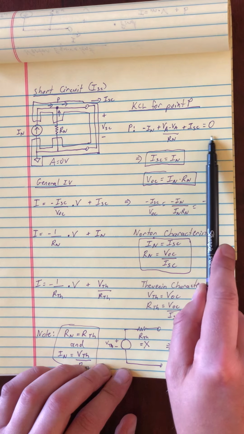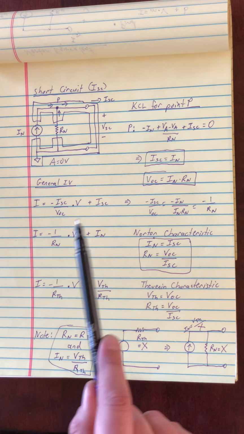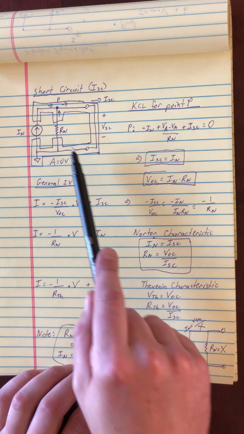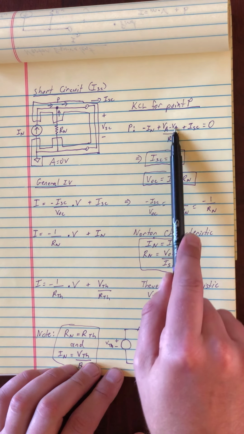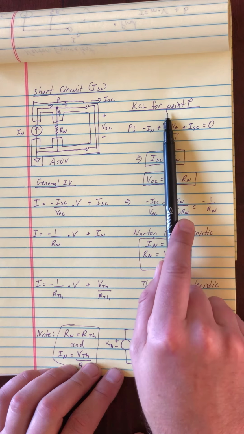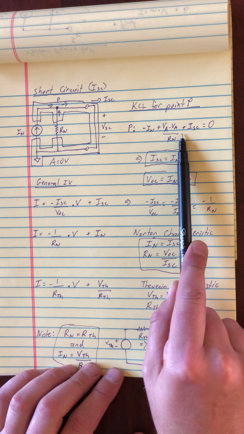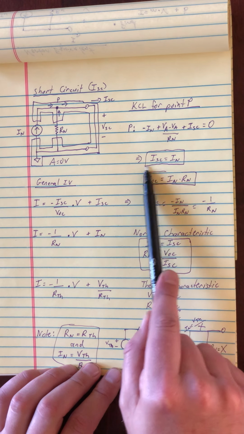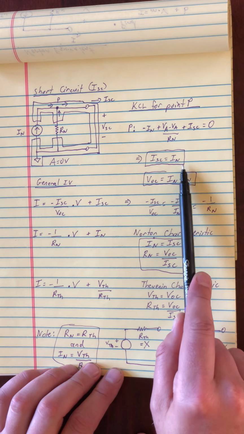So that is our three terms in our equation for KCL, and that's equal to 0. One thing you'll note here is that VA minus VA is 0. So that whole term goes to 0, and I'm just left with negative IN plus ISC equals 0. And so you should be able to see there that the short circuit current is the Norton current.